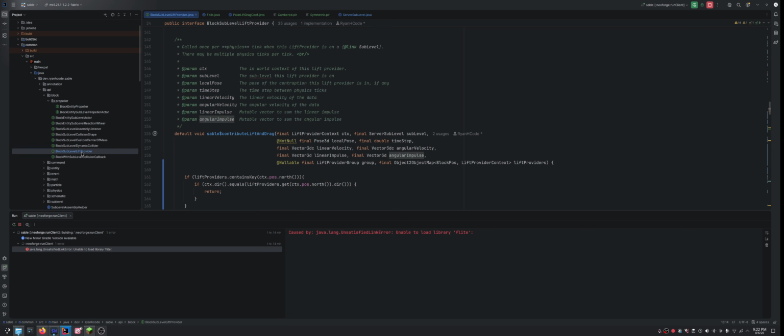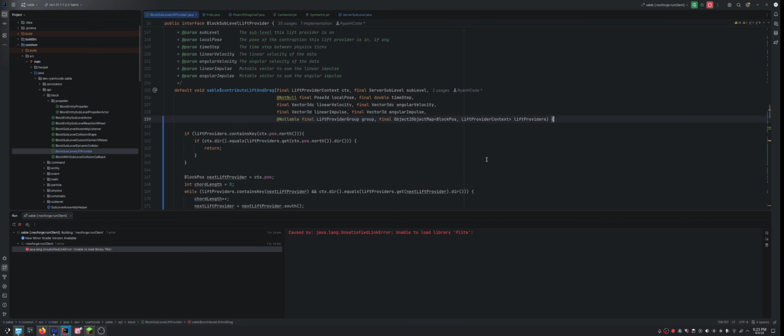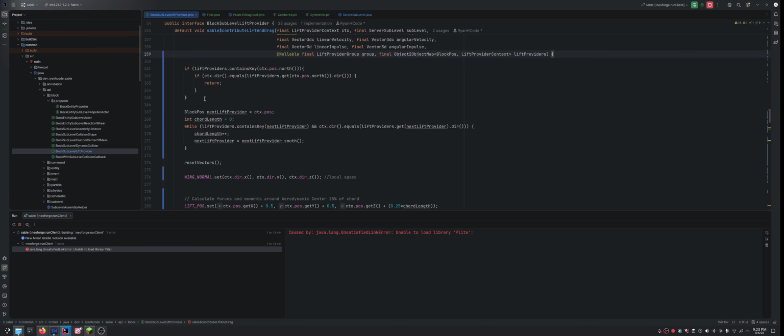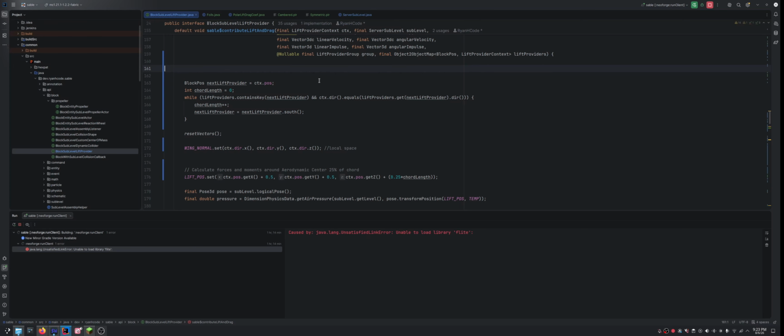Okay, then most of the heavy lifting in my changes is to the block sublevel lift provider. But I do add some extra things to this function call, like I get all of the lift providers passed in, and I get the hash map passed in, because I need it to figure out certain properties about a wing. So this rejects any wing block that isn't the leading edge. So right now it's hard coded.